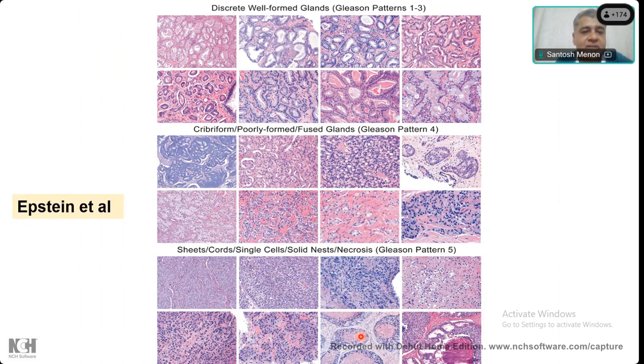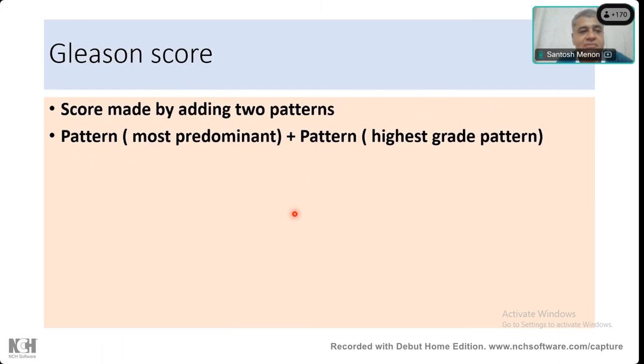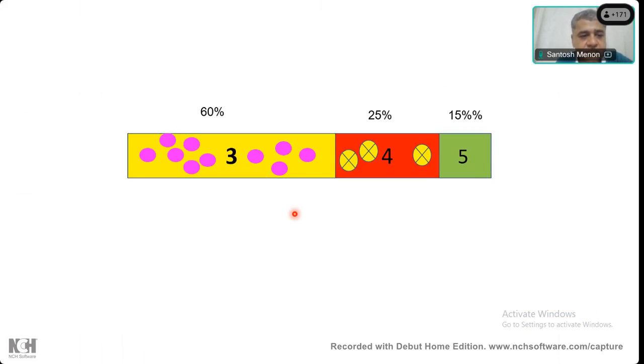This is important because now we are going to look at some cases where you're going to give me the Gleason scoring. This is what I was just talking about. Separate, non-fused glands are pattern 3. Fused, poorly formed, cribriform glands are grade 4 or pattern 4. Single cells, Indian file pattern, comedonecrosis, solid, no gland formation are pattern 5. And how do you score Gleason scoring? Most predominant.